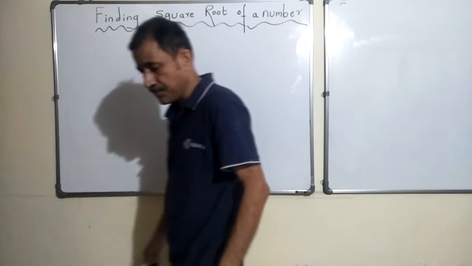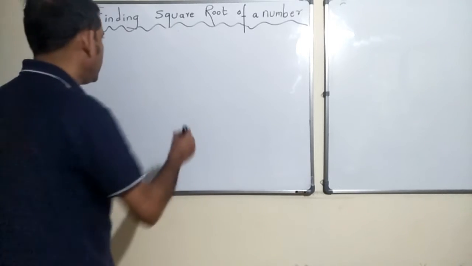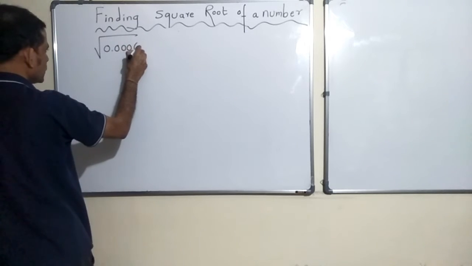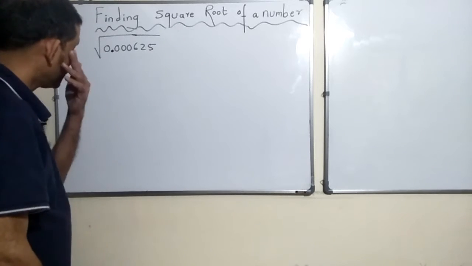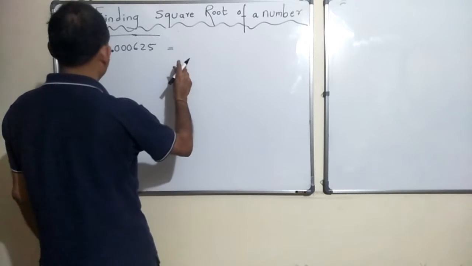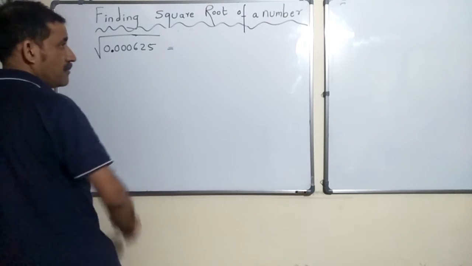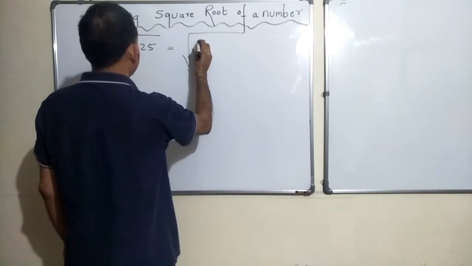Yeah, so the next example is, let's say, the square root of 0.000625. Okay, there is a decimal point here, 625, right? One way of doing it is, now if you see, this happens to be a perfect square. I'll show you how.